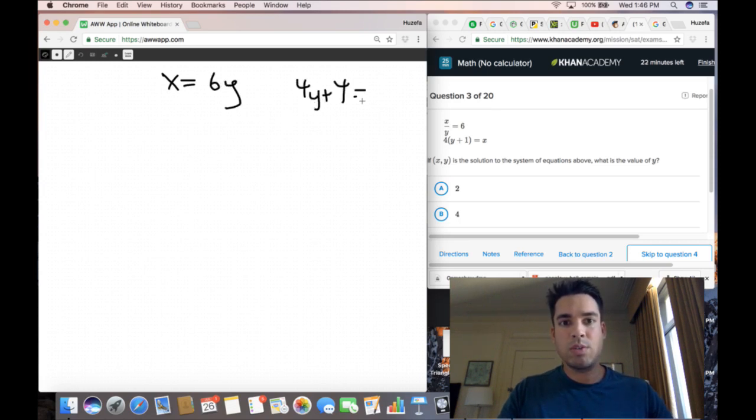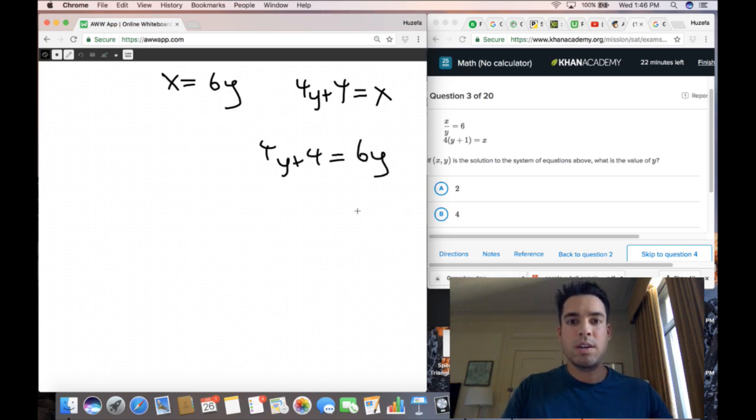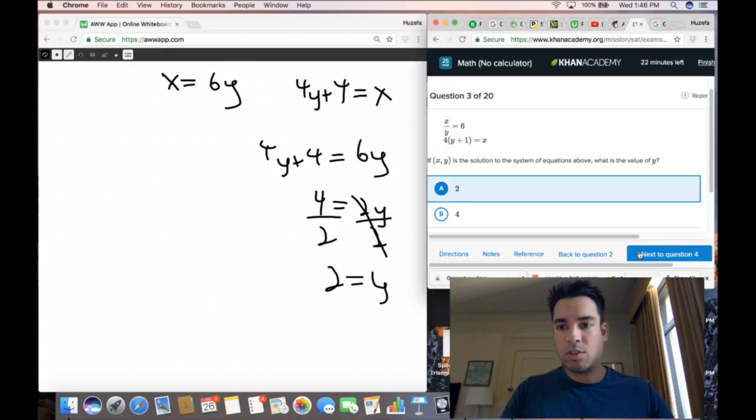4y plus 4 equals x. 4y plus 4 equals 6y. 2y equals 4. Oh, I don't know what I did there. All right, so y equals 2. Sorry about that. That was weird. Let's go to the next question.